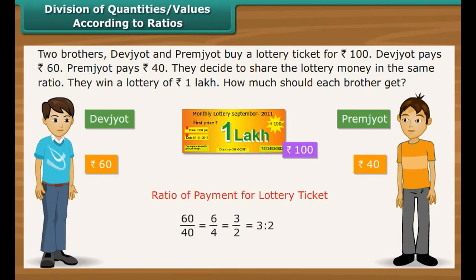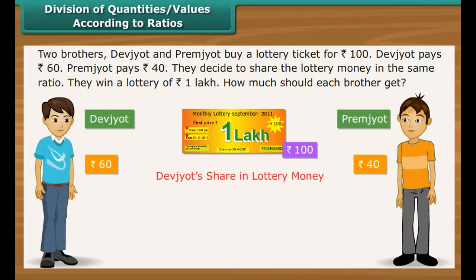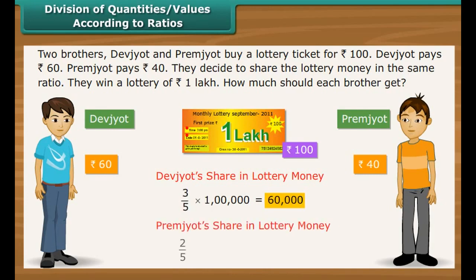Ratio of payment for lottery is 3:2. Devjot and Premjot will share the lottery money in ratio 3:2. It means that out of every ₹5 won, 3 will go to Devjot and 2 will go to Premjot. Devjot's share in the lottery of ₹1 lakh is ₹60,000. Premjot's share is ₹40,000.